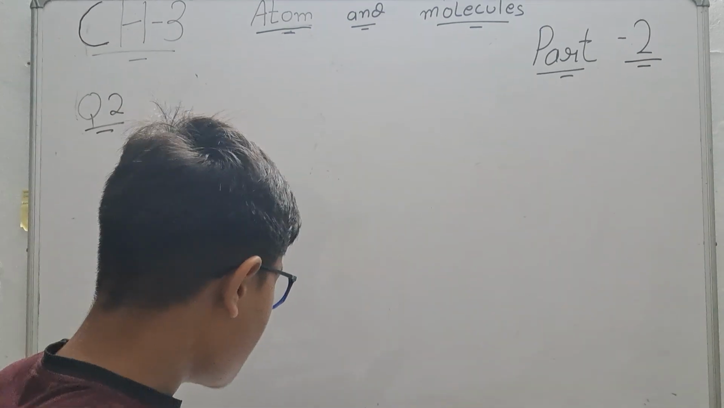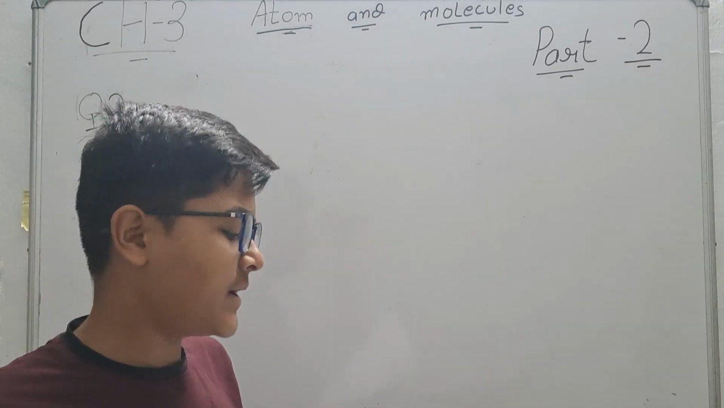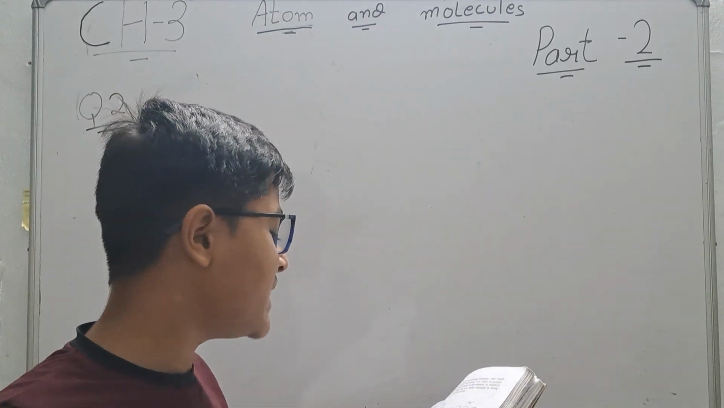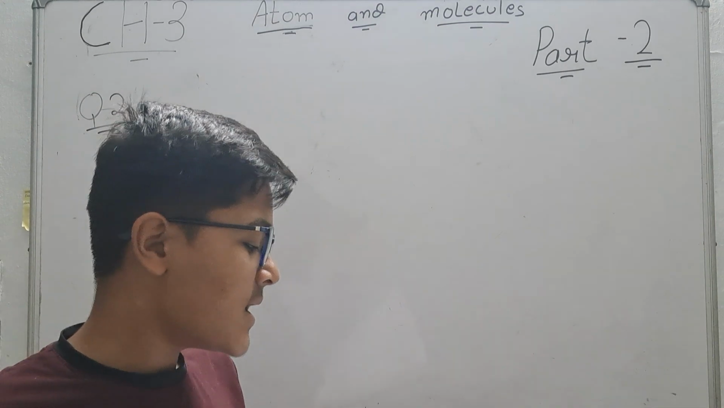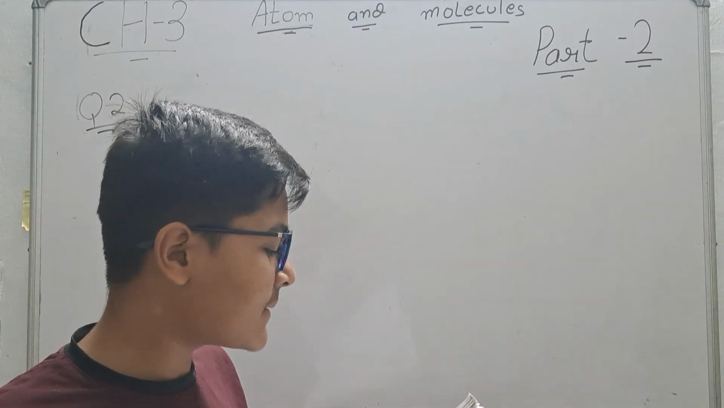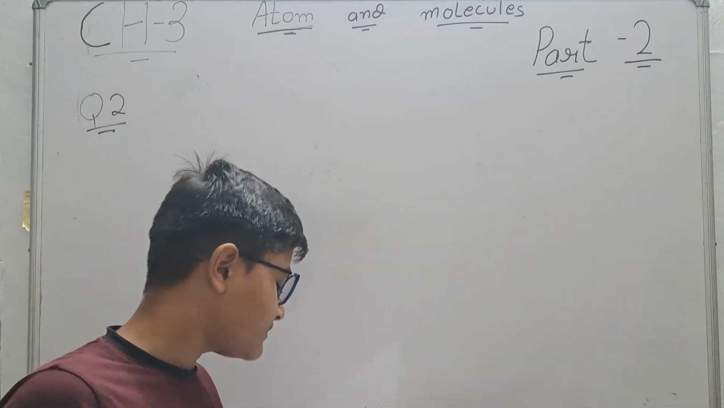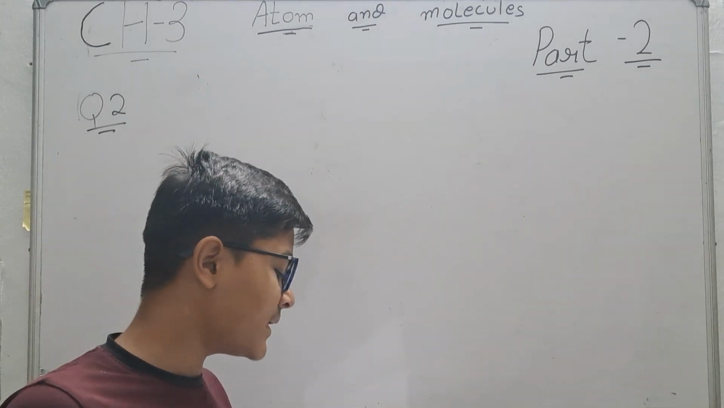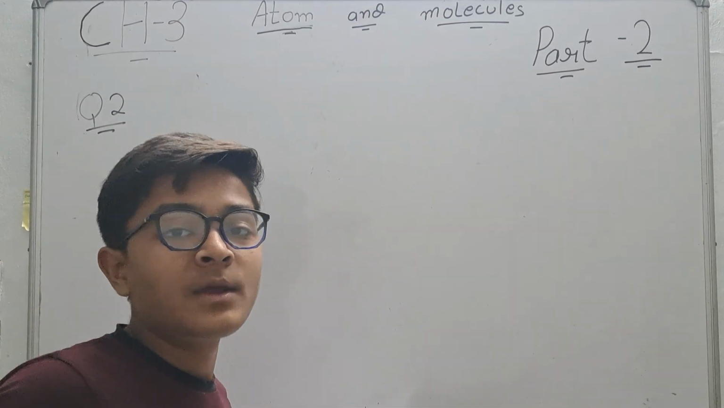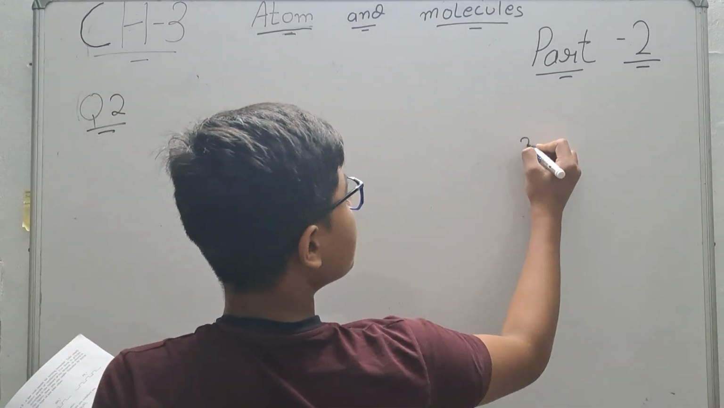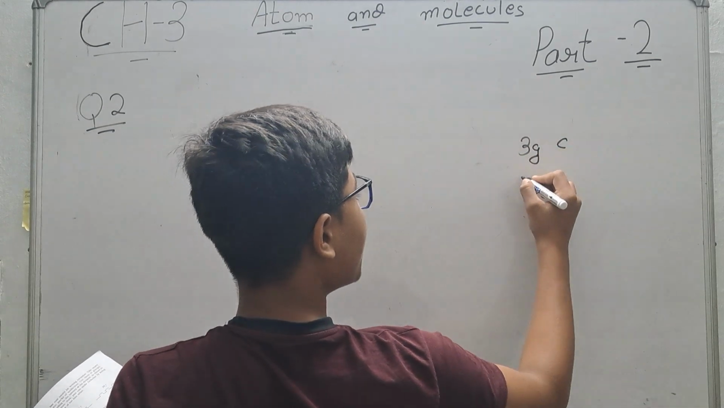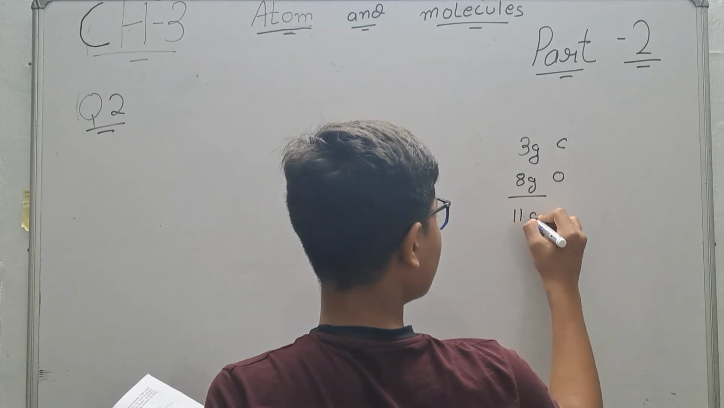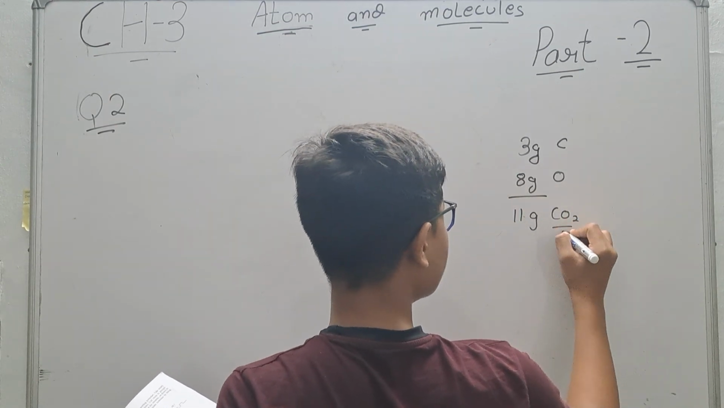In question number 2, when 3 gram of carbon is burned in 8 gram of oxygen, it produces 11 gram of carbon dioxide. What mass of carbon dioxide will be formed when 3 gram of carbon is burnt in 50 gram of oxygen? What they have said is that 3 gram of carbon and 8 gram of oxygen form 11 gram of carbon dioxide, CO2.